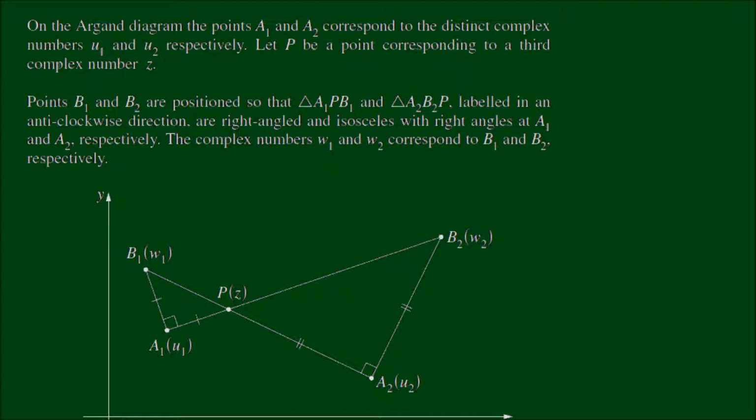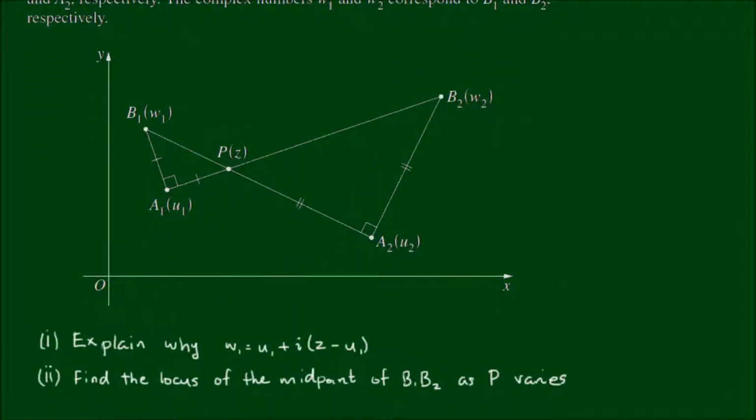Points B1 and B2 are positioned so that triangle A1PB1 and A2B2P, labelled in an anti-clockwise direction, are right-angled and isosceles with right angles at A1 and A2 respectively. The complex numbers W1 and W2 correspond to B1 and B2 respectively. Explain why W1 is equal to U1 plus i outside of Z minus U1. That's the first question. And for the second question, find the locus of the midpoint of B1, B2 as P varies.